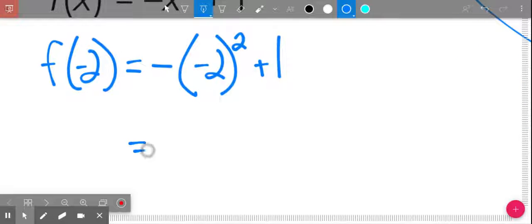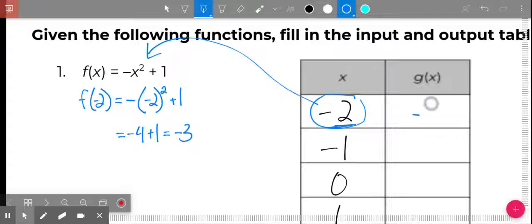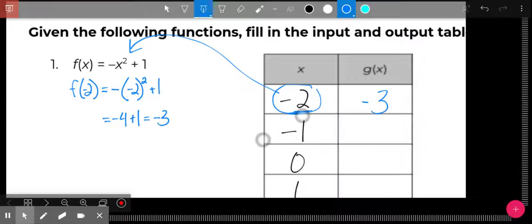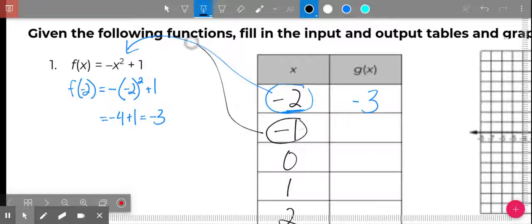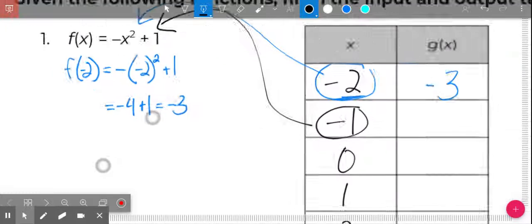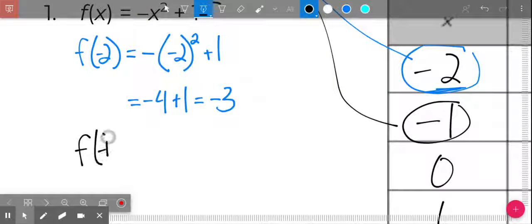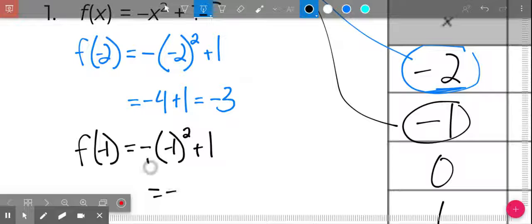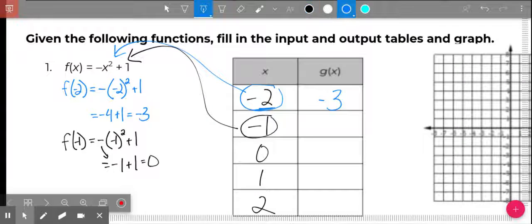And then we're going to simplify. So I'll have a negative. Negative 2 squared gives me 4, plus 1. Negative 4 plus 1 gives me negative 3. So my first output is a negative 3. We're going to do the same thing, but with the negative 1. So I'll have f of negative 1 equals negative, negative 1 squared, plus 1. And simplify, we'll bring down that negative. And then negative 1 squared gives me 1, plus 1, which gives me 0. So my second output is a 0.